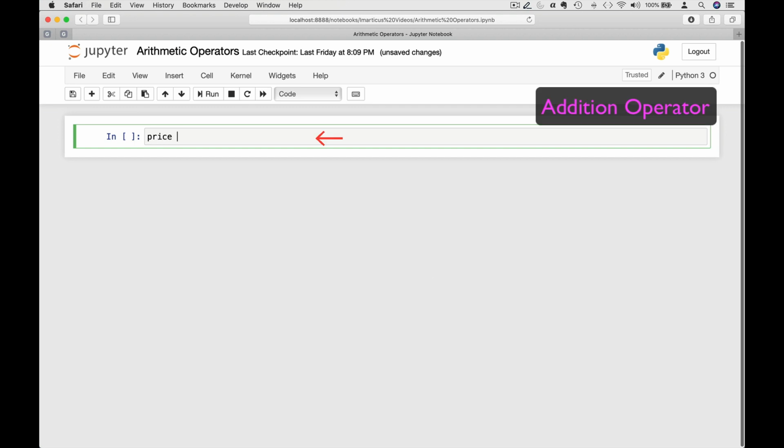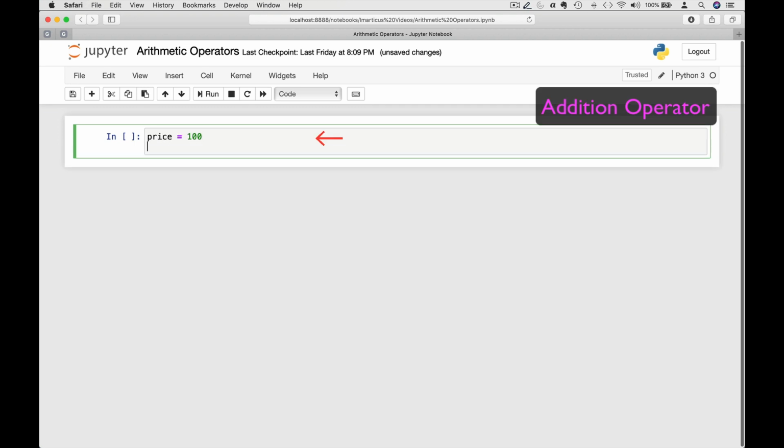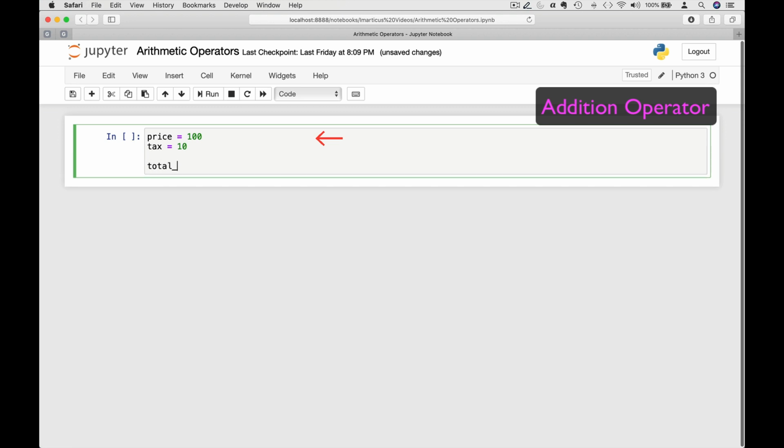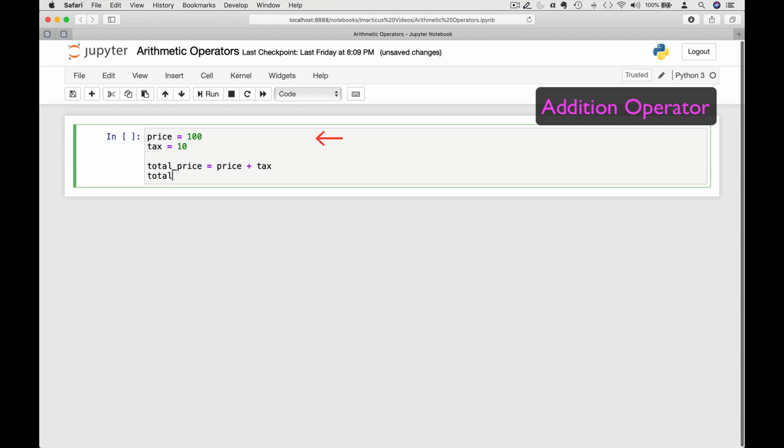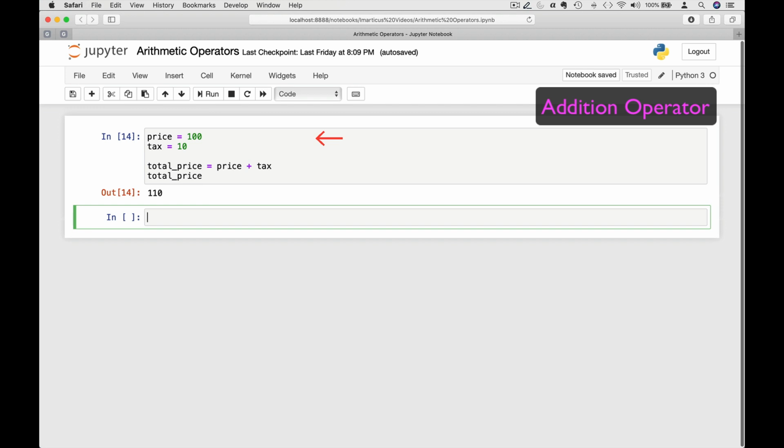Let us say we have a variable price which is equal to 100 and we say tax equals to 10. Then we can say total_price is equal to price plus tax. If we have to see what is the value of the total price, we see that it's 110. Now, this price variable and the tax variable are integers.